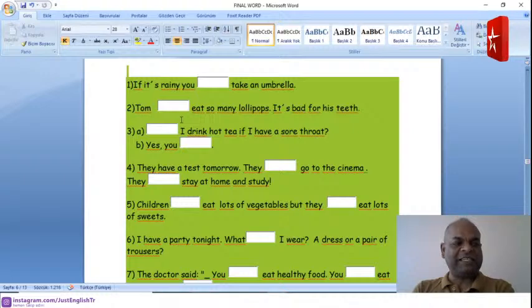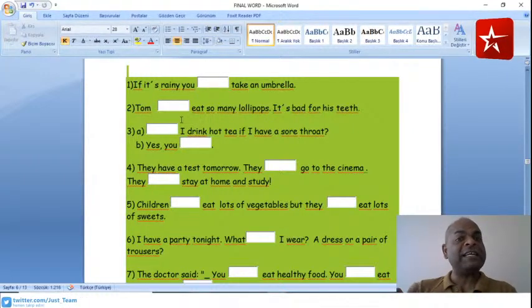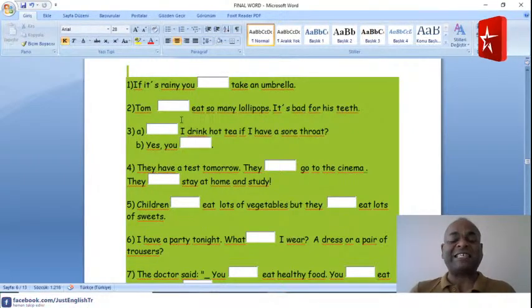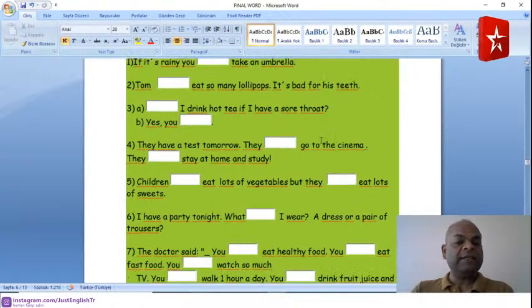We got here. Fatima says, and Sonar, it should be shouldn't. Great. Now, that's a negative because Tom was eating a lot of lollipops. So in return, his teeth got bad. That's why we say shouldn't there, that he should not eat more lollipops. Well done. Number 3. Oh, dash, I drink hot tea if I have a sore throat.